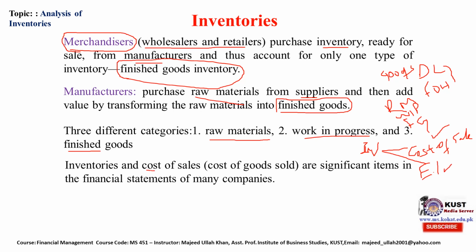Inventories and cost of sales, or cost of goods sold, are significant items in the financial statements of many companies. You will see both of these items, cost of sale and inventories, in the balance sheet of every company. So it is important to discuss the valuation methods, their impact on the financial statements, and their impact on financial reporting and analysis.